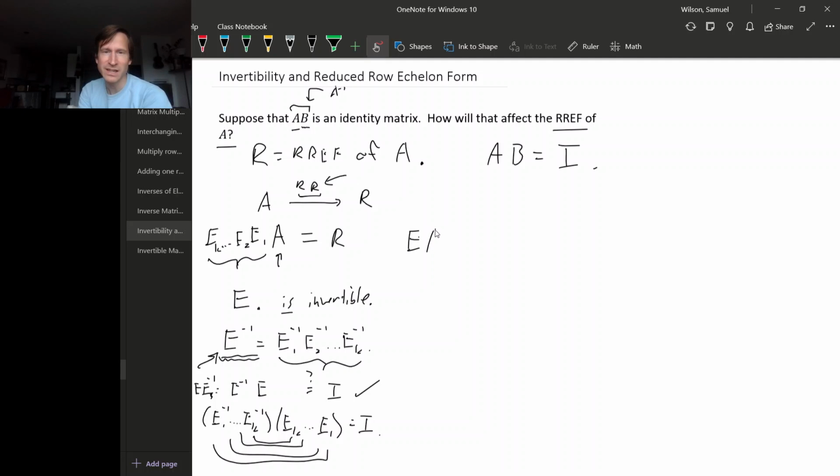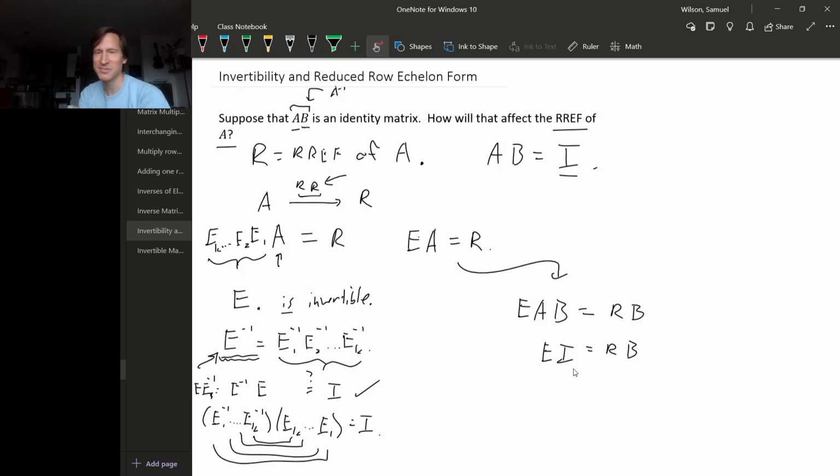Okay, so we have an invertible matrix E so that E times A is R. Let's take this equation and multiply both sides by B. If we do that, we get E times A times B, multiplying on the right by B. So E times A times B equals R times B. Well, A times B is an identity matrix. So this gives us E times an identity equals R times B, and E times the identity is just E. So E equals R times B.